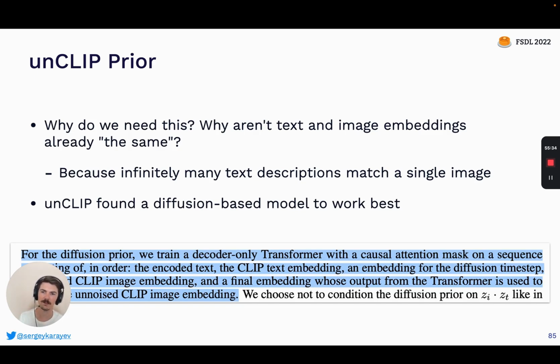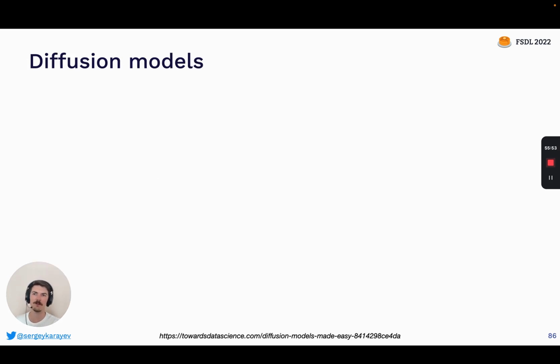Okay, and what they write is: for the diffusion prior, we train a decoder-only transformer with a causal attention mask on a sequence consisting of the encoded text, the CLIP text embedding, an embedding for the diffusion time step, the CLIP image embedding, and a final embedding whose output the transformer is used to. Okay, so that's maybe confusing, so let's break it down.